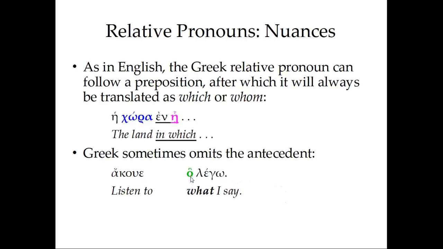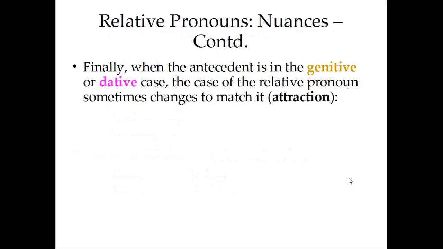We can look at this ha, and see that it is neuter singular. So we're talking about a what. And we also see the lega, the I say. So we know that this relative pronoun has to be functioning as a direct object. So listen to that which I say is implied, or listen to what I say. This may seem a little confusing at first, but eventually will become very recognizable to us.